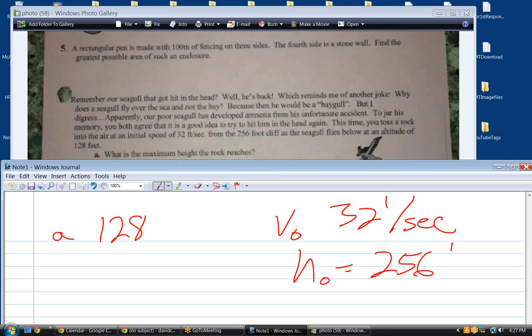You toss a rock into the air from a 256 cliff as the seagull flies below. Okay, so I guess you do throw the rock up. So what is the general formula for the vertical height of projectile motion? Y or f of x is equal to negative 16 x squared plus the initial velocity times x plus the initial height.